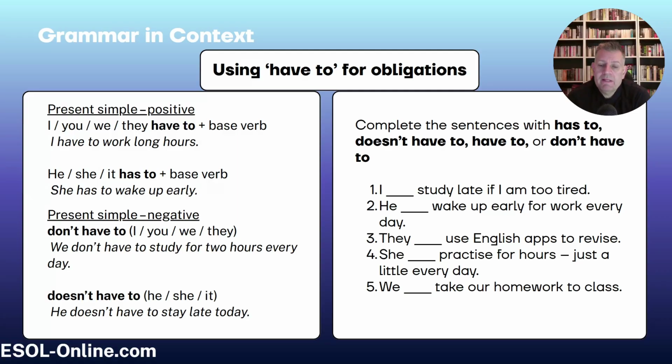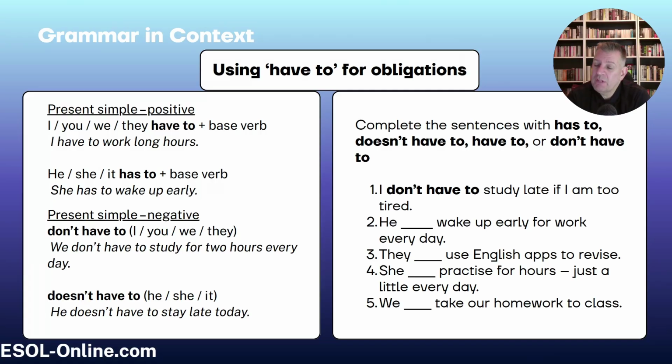Okay, question 1. It says, I something study late if I am too tired. I don't have to study late if I'm too tired. It's probably better to use the negative. You're not going to want to study when you're tired. And from the grammar point of view, have to, don't have to, because it's I, first person singular.